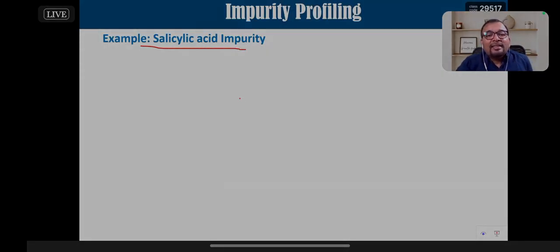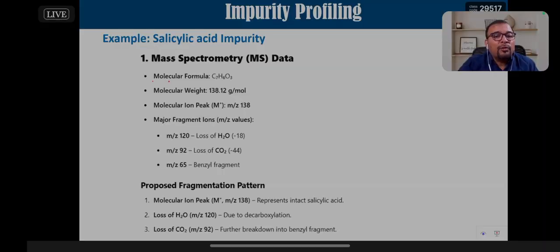See, this is the mass spectrum of salicylic acid. This is the molecular formula. How you interpret and represent the data is very important. Whenever you create the characterization report, you must put in minimum this type of information: the molecular formula, the molecular weight, the molecular ion peak M+, the m/z ratio, and the major fragment ions you identified, like m/z of 120. Why is that? It is because of loss of water, that's minus 18 mass.